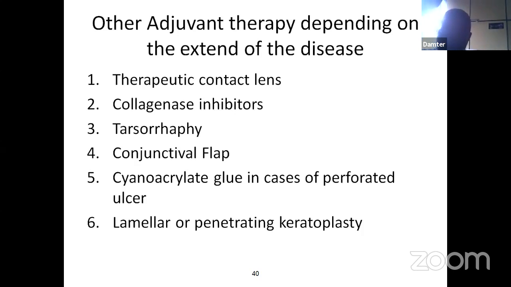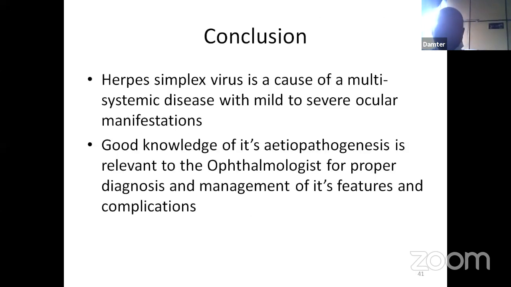Then finally, with loss of vision, corneal blindness, secondary to scarring, vascularization, and lipid deposition, the patient may benefit from lamellar or penetrating keratoplasty. In conclusion, herpes simplex virus is the cause of a multisystemic disease with mild to severe ocular manifestation. Good knowledge of its etiopathogenesis is relevant to the ophthalmologist for proper diagnosis and management of its features and complications. Thank you.